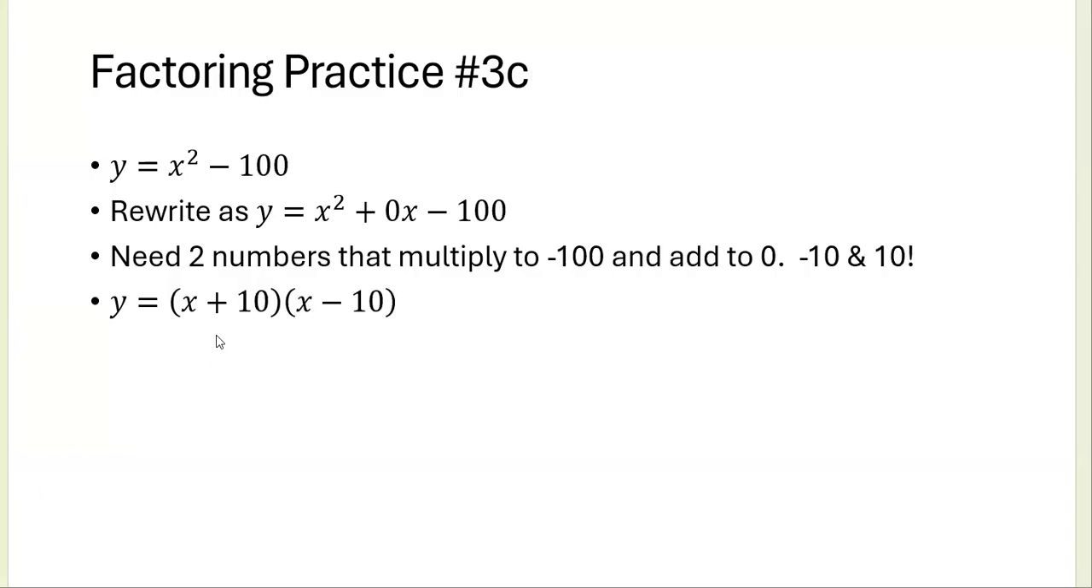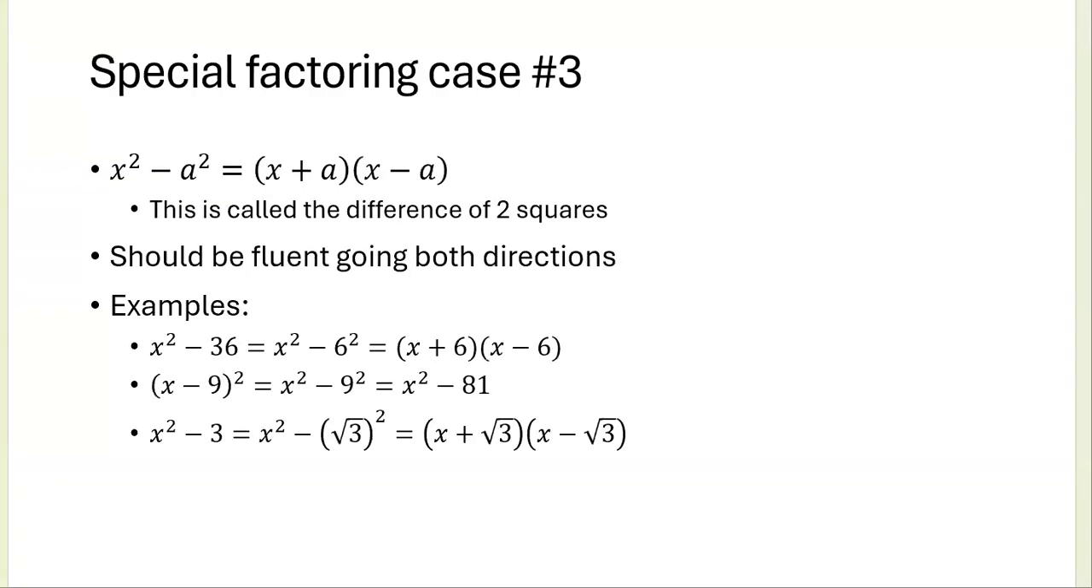One more, x squared minus 100. Let's rewrite it as x squared plus 0x minus 100. So we need two numbers that multiply to negative 100, and they add to 0. And one of them must be positive, one of them must be negative, because the product is negative, yeah? Since the sum is 0, they must be the same, just one's positive, one's negative. And the two numbers, therefore, are negative 10 and 10. So we can write it as x plus 10, x minus 10. Okay, so this is special case number 3. If we have x squared minus a squared, it's x plus a, x minus a.